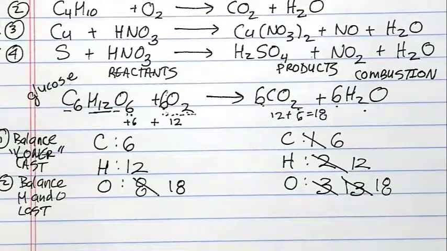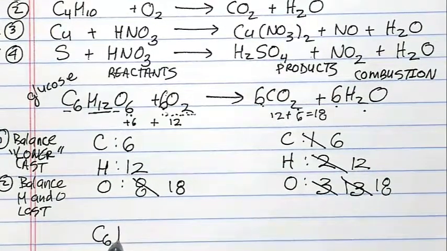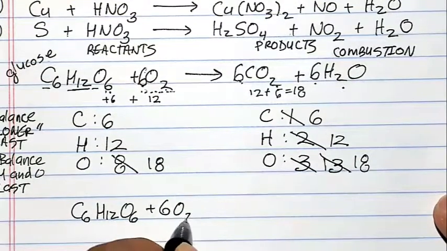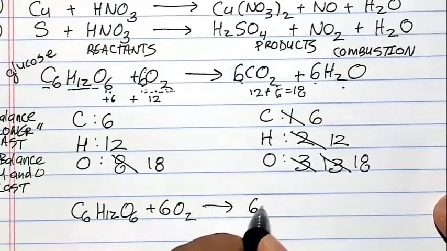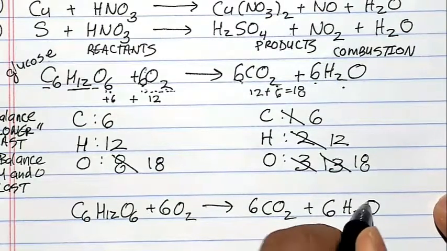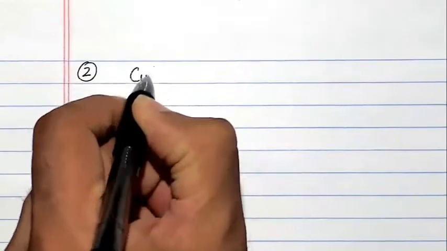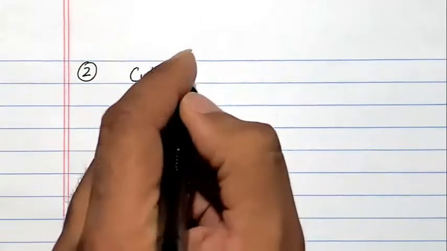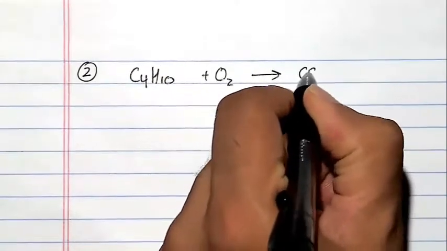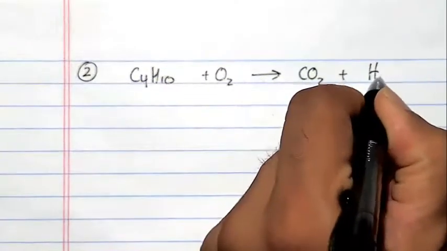Okay, so the balanced chemical equation here is going to be C6H12O6 plus 6O2 goes to 6CO2 plus 6H2O. So here in equation number 2, we have C4H10 plus O2 goes to CO2 and water.